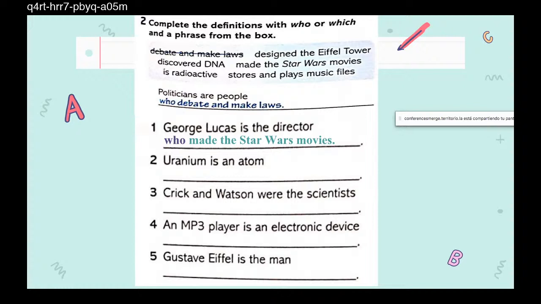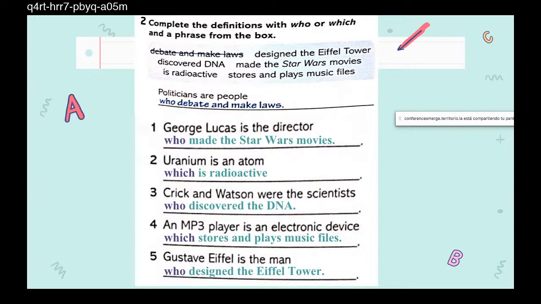We have over here who, because we are making reference to a subject. Uranium is an atom which is radioactive. We use which because we are talking about an element and not a subject. Crick and Watson were the scientists who discovered the DNA. We have over here who to make reference to our subject. An MP3 player is an electronic device which stores and plays music. And finally, Gustav Eiffel is the man who designed the Eiffel Tower.